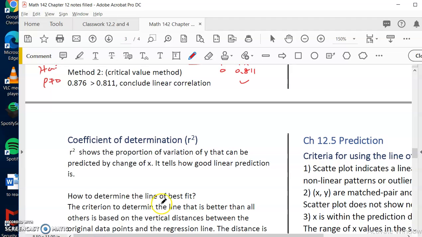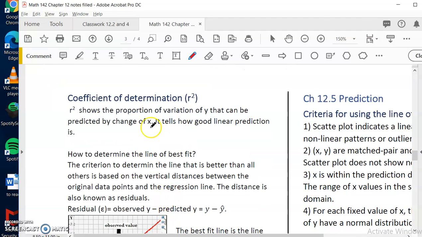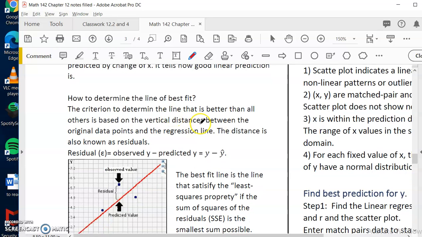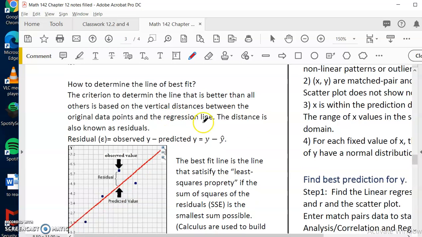Okay, so there's something that I need to talk about. I'll come back to the coefficient of determination. It is related to our linear line. It describes how good the line is. So first, just a little bit of concept on how to determine the line of best fit. What's the theory behind how they choose it as the best?